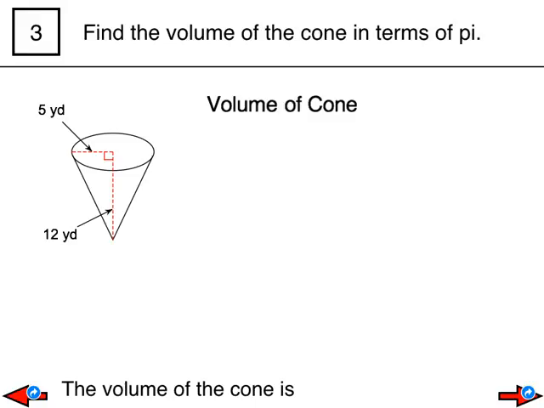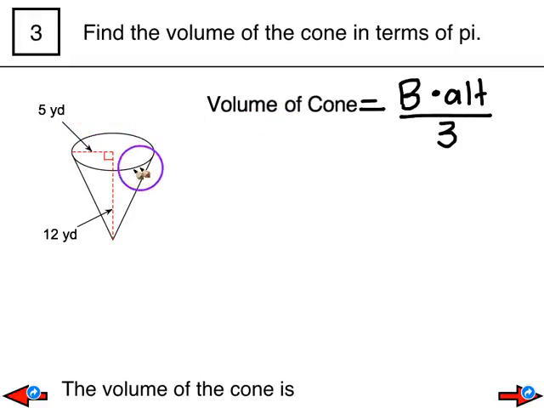Okay, so let's quickly review how to find the volume of a cone. First, let's write down our formula. It is basically the area of the base, which I use a capital B to represent, times the altitude divided by 3. So first things first, our base is going to be the circle right here.